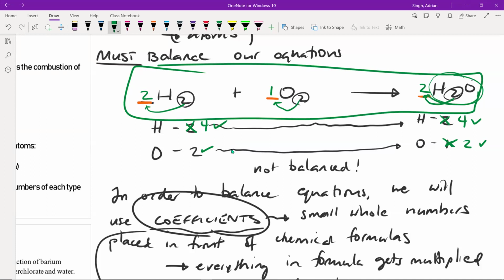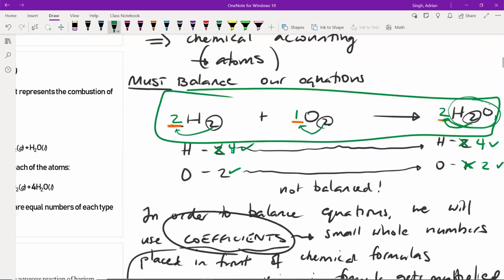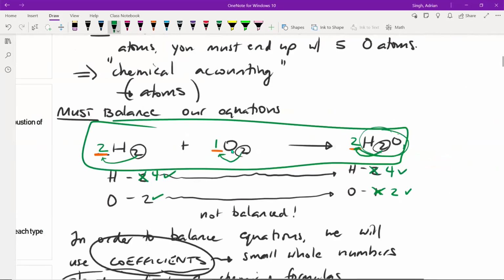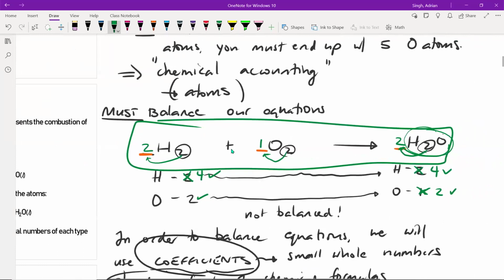Okay, so this is a very simple example of balancing an equation. We're going to take a look at some other more challenging ones in a second.